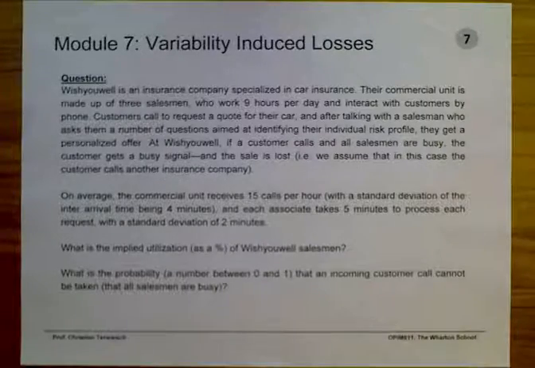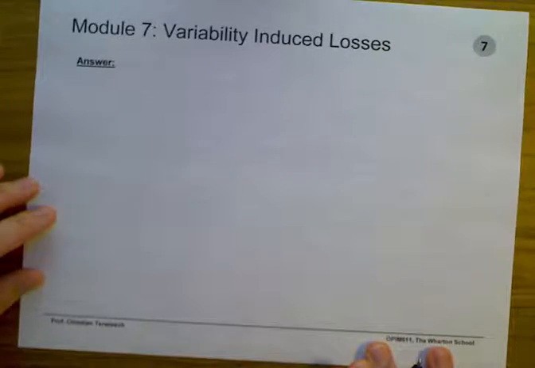So we're asked to find 2 different data points. First, what is the implied utilization of Wish You Well salesmen? And then second, what is the probability that an incoming customer call cannot be taken and all the salesmen are busy? So let's start with the first, which is looking at implied utilization.